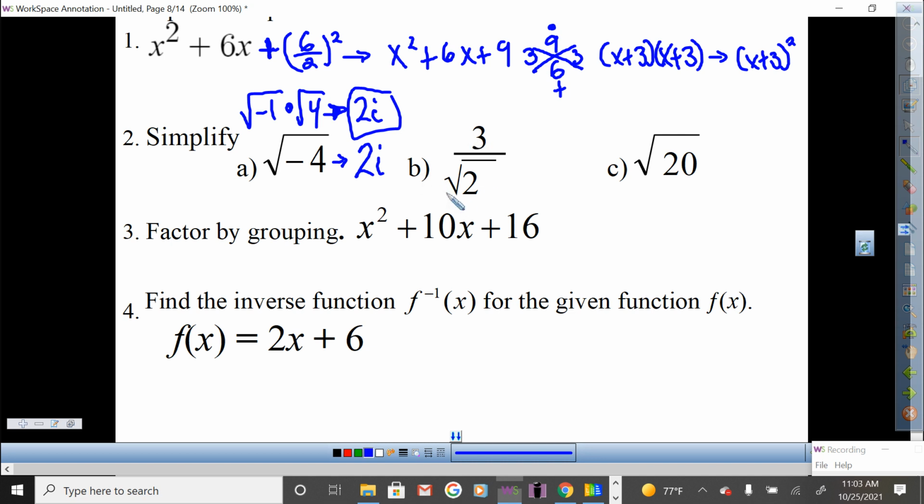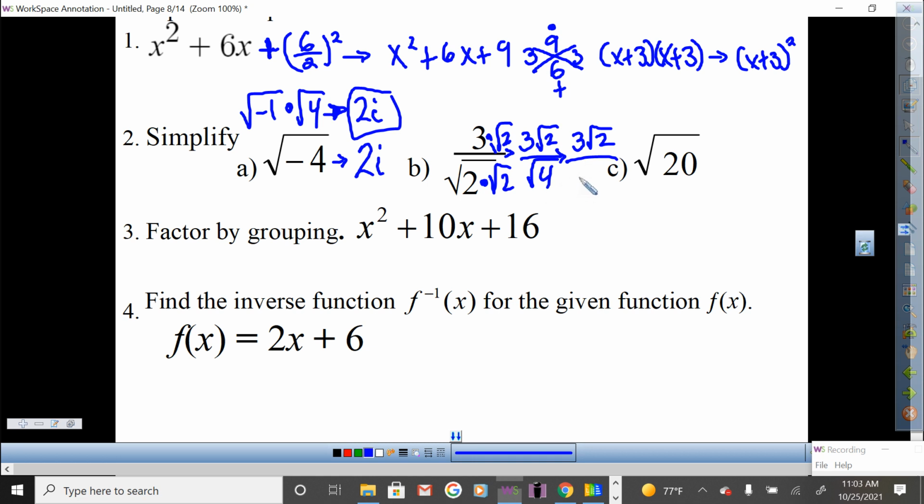All right, number 2b. We have 3 over square root of 2. According to the definition of fractions, the denominator has to be an integer, yes? That's not an integer, Mr. Q. Well, to change it into an integer, we're going to multiply top and bottom times the square root of 2. In the numerator, we have 3 square root of 2 over. So what is 2 times 2? 4, so we get square root of 4 in the denominator. The numerator stays the same, 3 square root of 2.